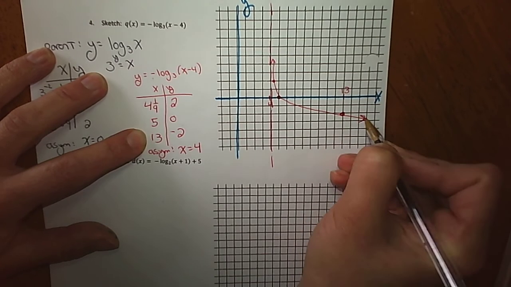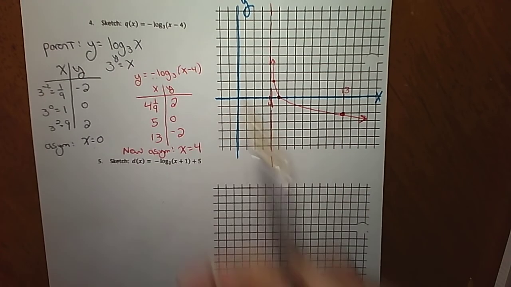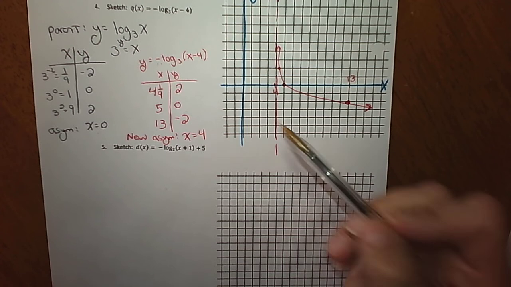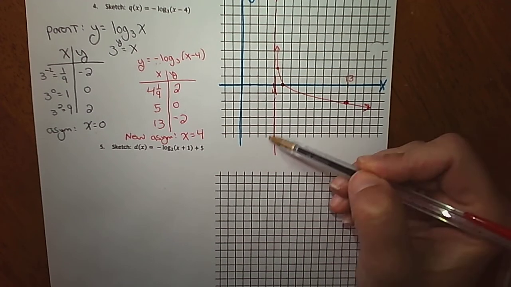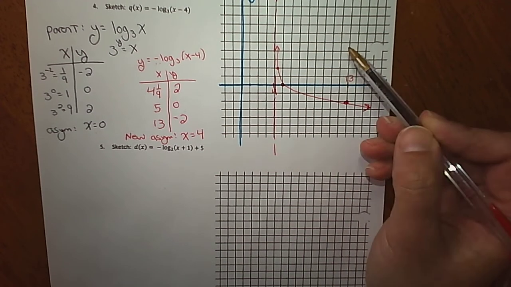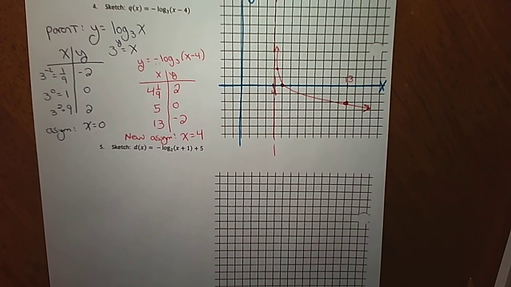Now, because there was a negation out in front, that means it's going to be a reflection over the x-axis. Normally this graph would have looked like this, but the negative out in front flips it over. And there you go.